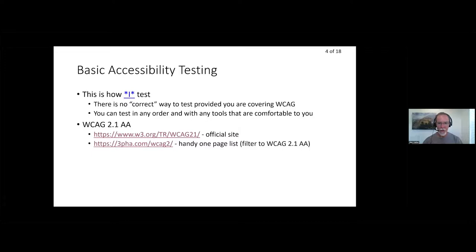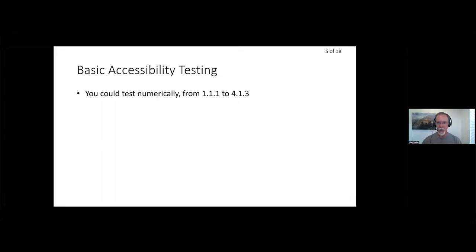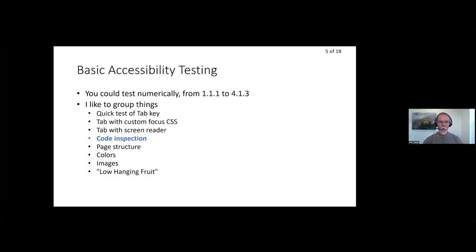And again, you can use whatever you want to use for testing and whatever order you want to do testing in. So as I mentioned, you could test numerically, start at 1.1.1 all the way through 4.1.3, which is the last one, which is new in 2.1. It has to do with dynamic content on the page. What I like to do is group things together. So this is a very rough list of eight bullet points that might not cover all 50 checkpoints, but it will cover most of them when I do this.